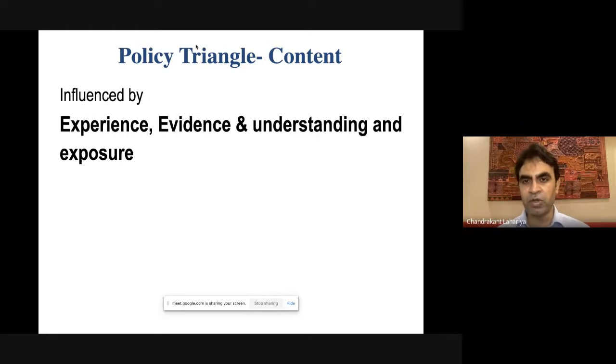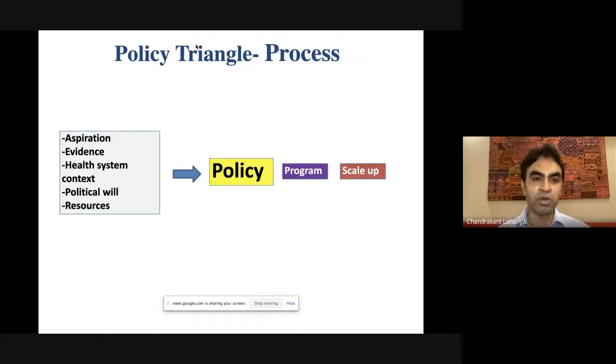Then comes the second part, the content. What would be the content of the policy? It is influenced by the people who are involved in the policy making, what they believe and what they think. So their experience, the available evidence provided by technical experts, and their own understanding of the needs of the people. Like if they are exposed to the challenges people face, then the policy will be people-centric. So the content of any policy is determined by the people involved in that policy, their experience, the evidence they have, and understanding.